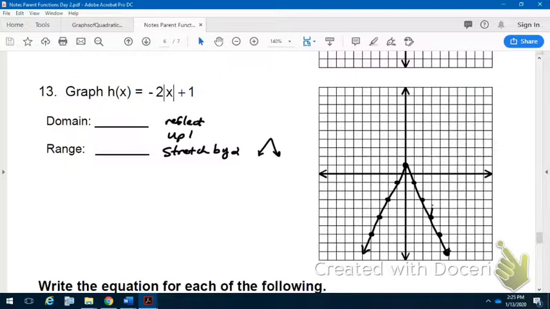So the domain is negative infinity to positive infinity, always on an absolute value. The range is negative infinity, and it goes up to 1 with a square bracket.